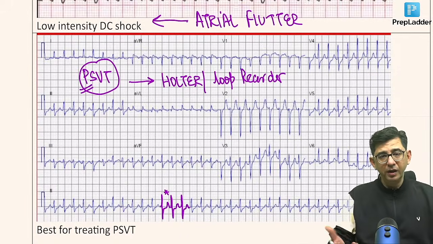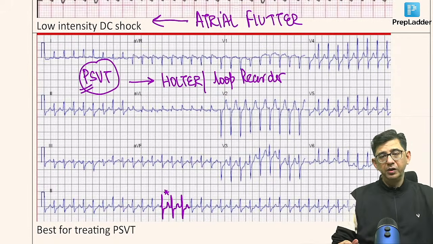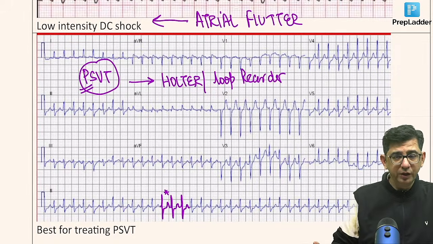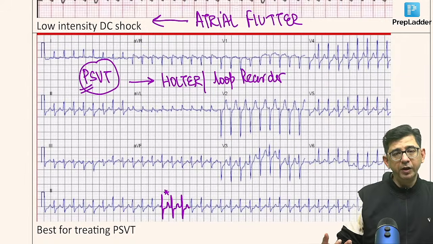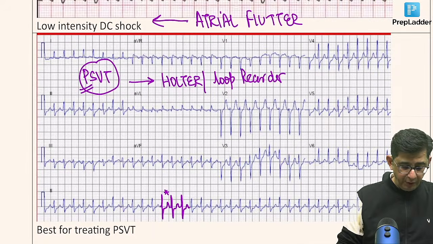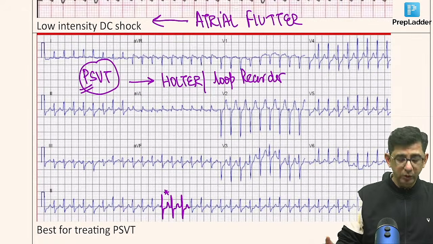I say this again, patients of PSVT, when they come to you, if they're not having an attack at that moment, they're not having palpitations, the ECG can be normal as well. So we need to use a Holter or a loop recorder to document our PSVT episode, and then based on the blood pressure values, we'll have to treat the patient.